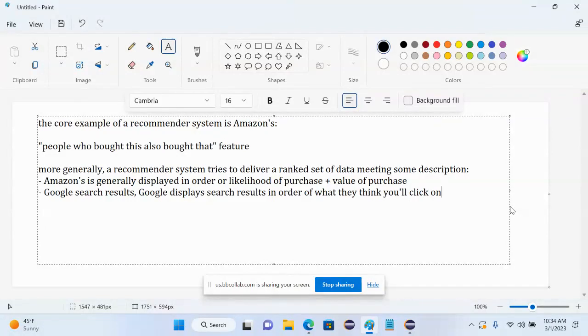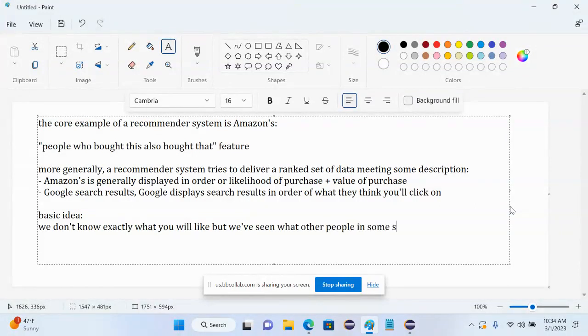There are all different kinds of recommender systems out there, so I wouldn't worry too much about that. But yeah, a lot of it is this kind of thing. Basic idea: we don't know exactly what you will like, but we've seen what other people in some sense similar to you have liked. So that's what we'll offer.